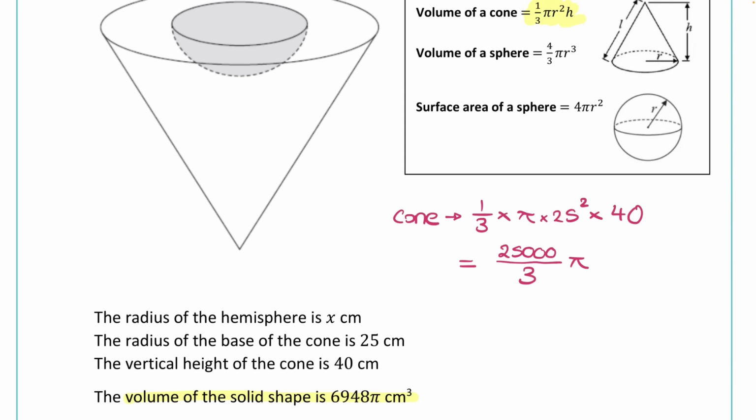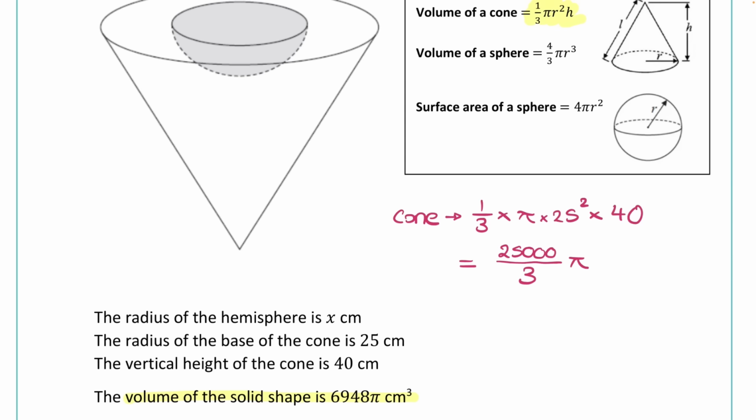That's completely up to you. If I convert that to a decimal, it's 26,179.93878. So just decide for yourself whichever one you prefer to write down. If you are going to write down the decimal, you need to write down all the decimals to keep this as accurate as possible throughout the question. I'm going to leave it as that for the moment.